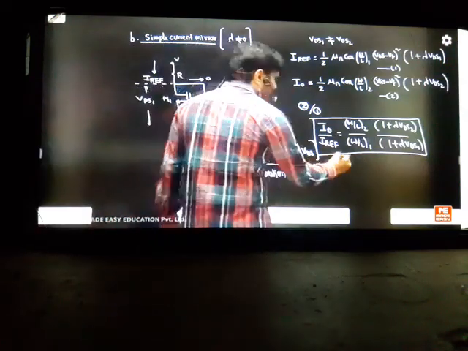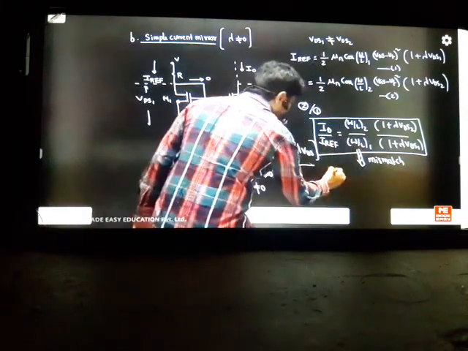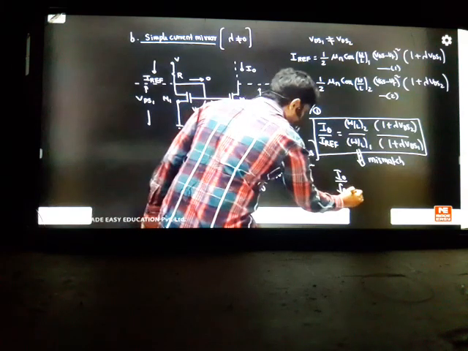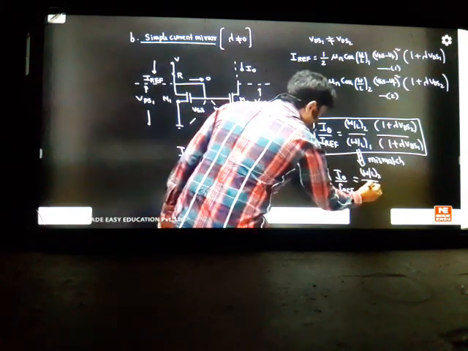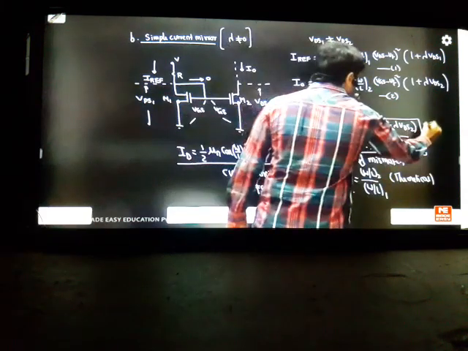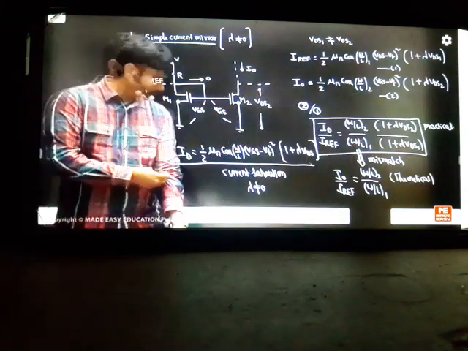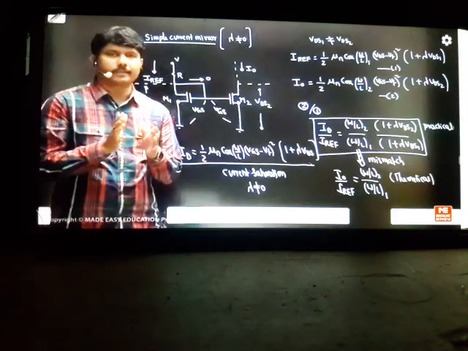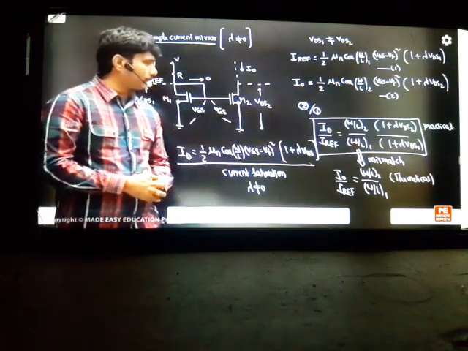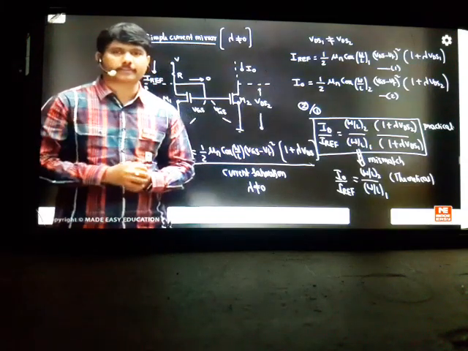So that means this answer is a mismatch with I0 by I reference equals W by L2 by W by L1, which is the theoretical formula. This is theoretical, this is practical. The practical one is not matching with the theoretical one. That is the main drawback of simple current mirrors. Whenever you take simple current mirrors, there is an imbalance in your equations. Actually, we expect this equation in current mirrors, but you are getting some extra quantities called 1 plus lambda VDS1, VDS2.